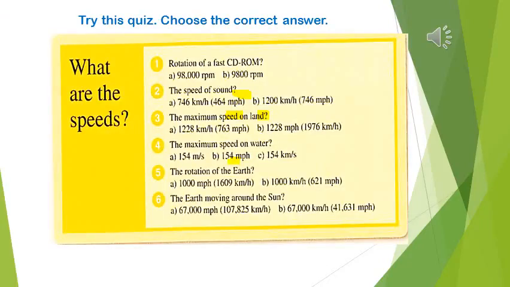So let's begin our lesson with a quiz. This is a quiz that is talking about speeds. We have 6 questions. Number 1, rotation of a fast CD-ROM. 2, the speed of sound. 3, the maximum speed on land. 4, the maximum speed on water. 5, the rotation of the earth. And 6, the earth moving around the sun. So we need to know the speed of each question.